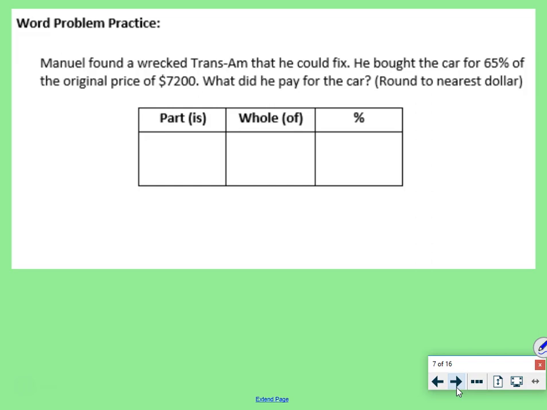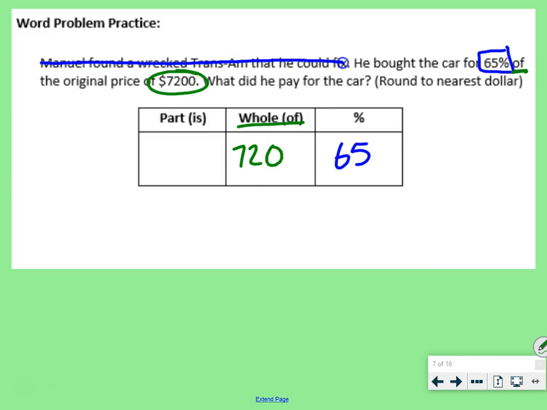Let's circle some things. So Manuel found a wrecked Trans Am that he could fix. That's just setup. That's just information. We need it for background information, but not for the mathematical purpose. He bought the car, though, for 65%. That's an important number. So here in this percent column, I'm going to put 65. And that reminds me that 65 was the percent of the original price. But you see that word of? That means of the original price of $7,200. So where we see of, that's that whole price. That's going to go right there.